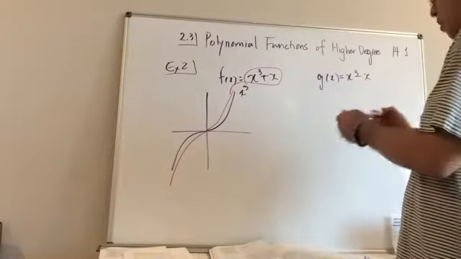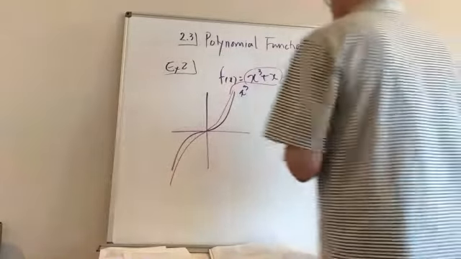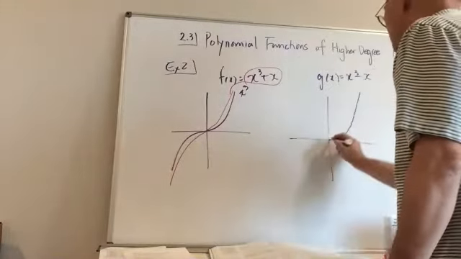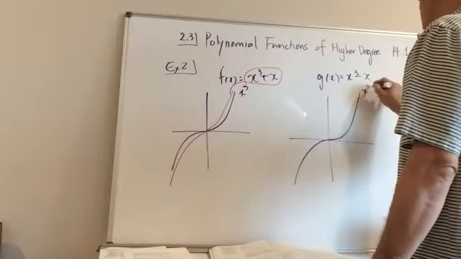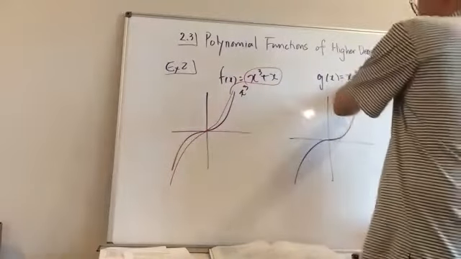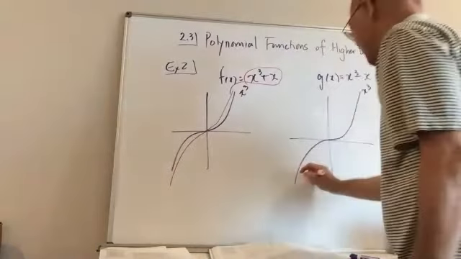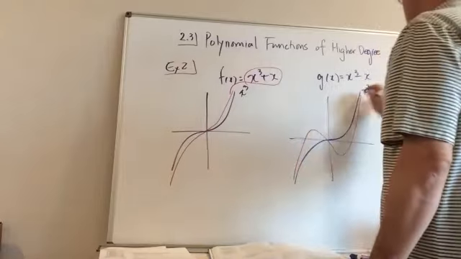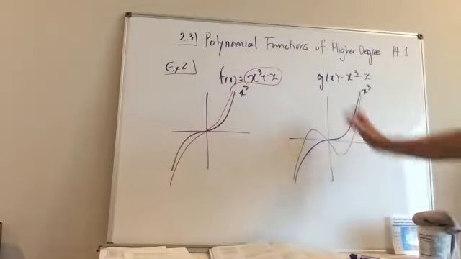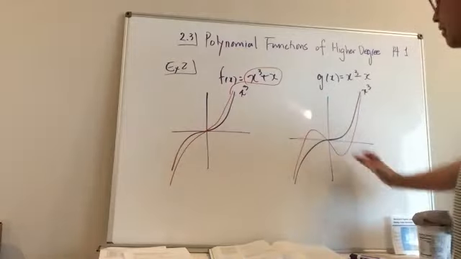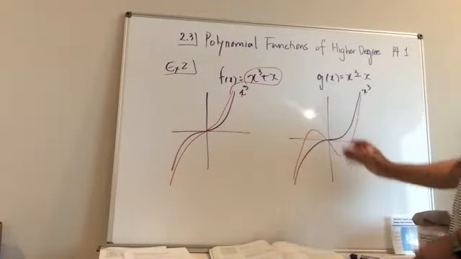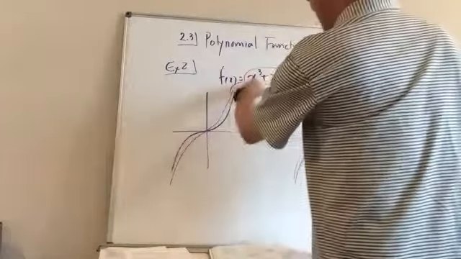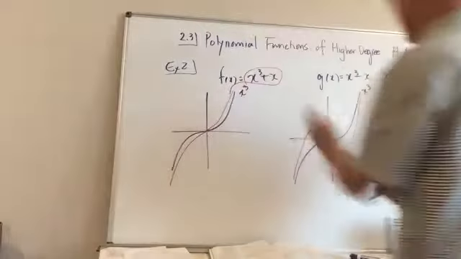This guy right here, again, you're going to start with x cubed. When you add the negative x to it, it looks like that. Because you're adding negative x, it's going to have a little blip here, whereas when you add an x, y is equal to x, it's going to kind of curve it inside a little bit there. Okay.